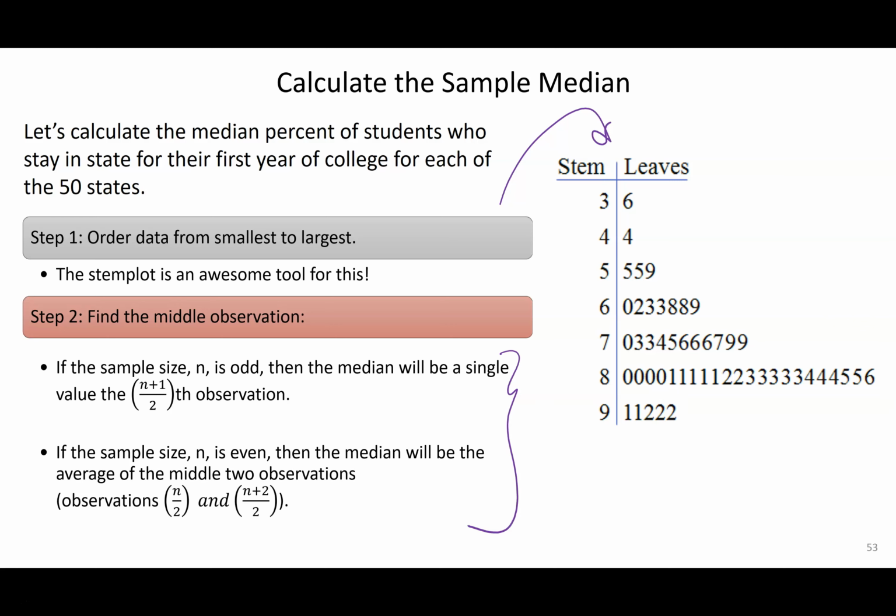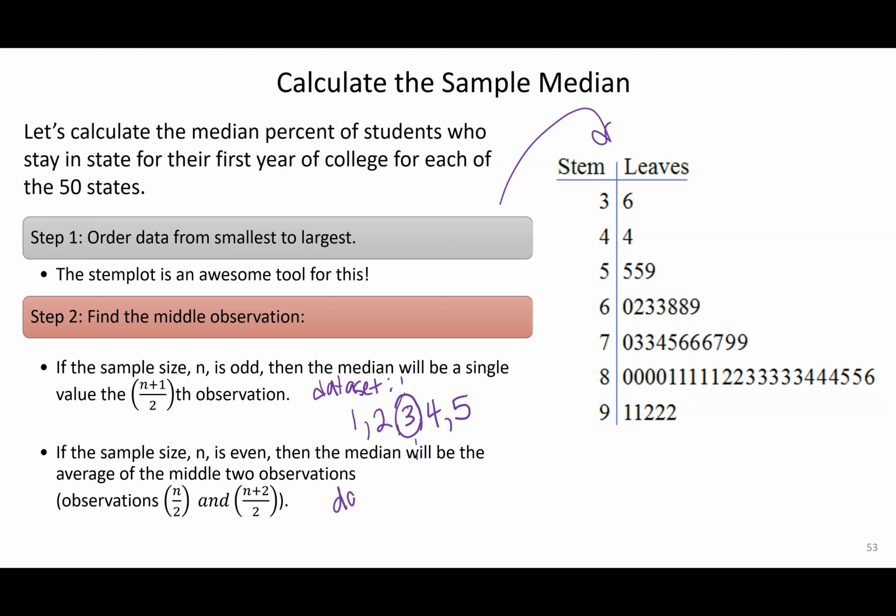So here's some rules. If the sample size is odd, the median will be a single value. If you have a sample size that is even, it's going to be the average of the middle two observations. For me, it's easiest to think of folding the data set in half. For example, if I have a data set, I'm making this up, 1, 2, 3, 4, 5, and I want to fold it in half, it's only on one, so my median there is 3.